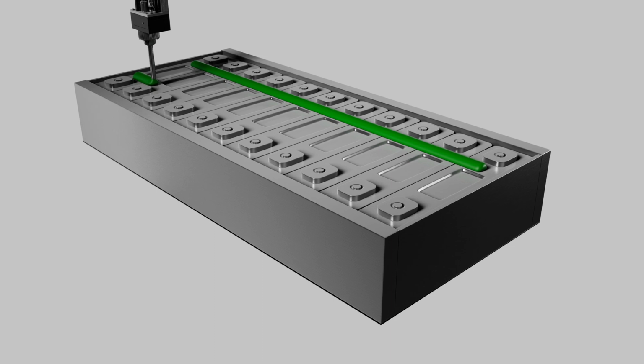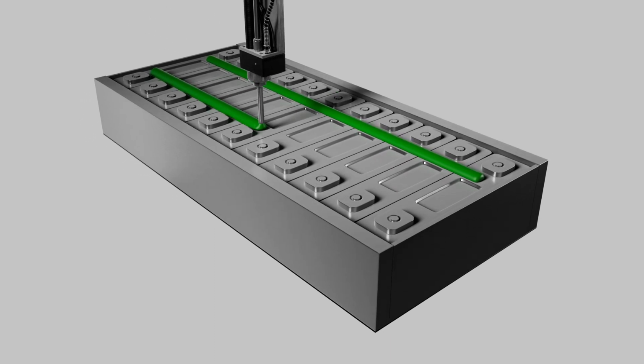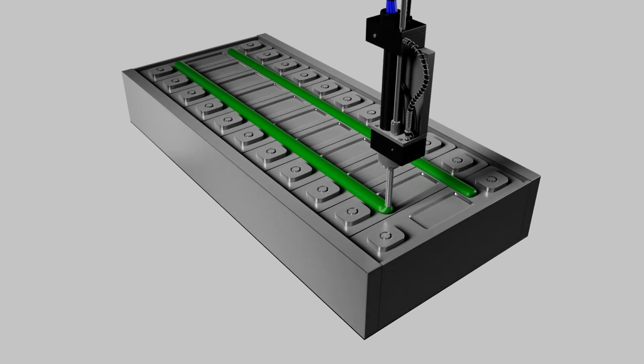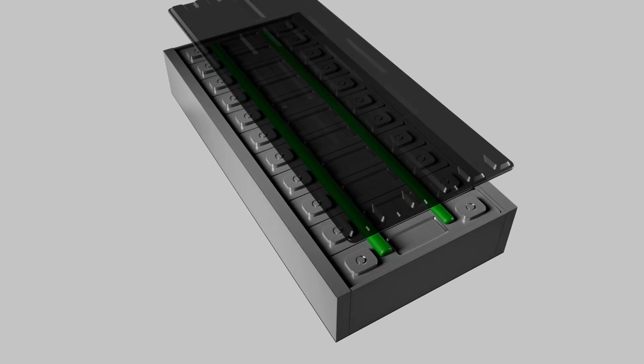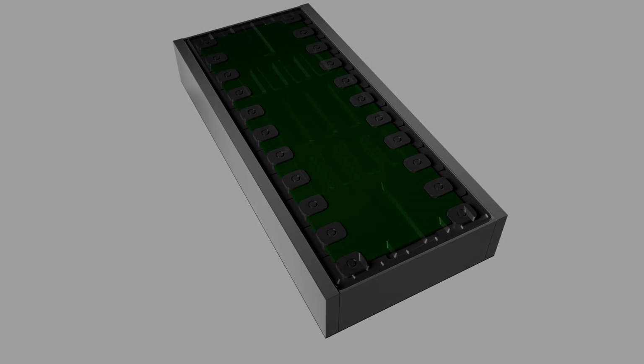strength and heat transfer. Fire-retardant semi-structural adhesives bond lateral and top plates to the cell stack to increase the crash performance of each module and allow cell swelling over its lifetime.